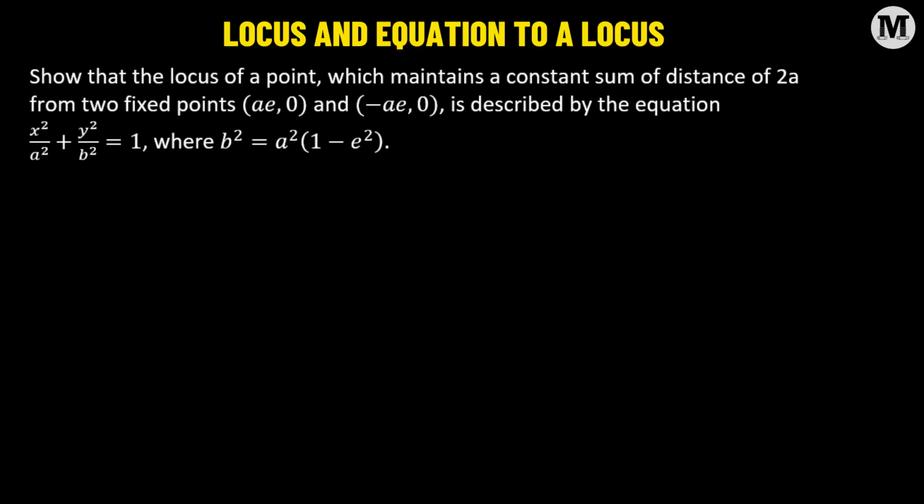Show that the locus of a point which maintains a constant sum of distance of 2a from two fixed points with coordinates (ae, 0) and (-ae, 0) is described by this particular equation.